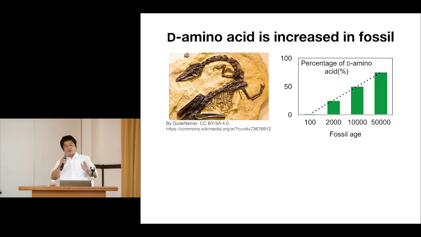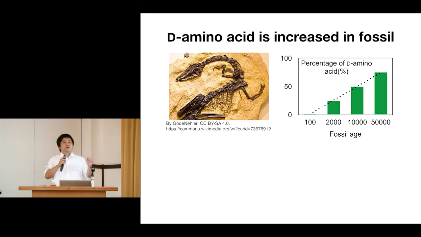But in one subject, people found D amino acid. This is a fossil in archaeology. In the fossil, there are amino acids, maybe from the protein they generated. In such fossils, people found D-amino acid, and the D-amino acid increases with the age of the fossil. So in this area, people can use the amount of D-amino acid for estimating the fossil age.